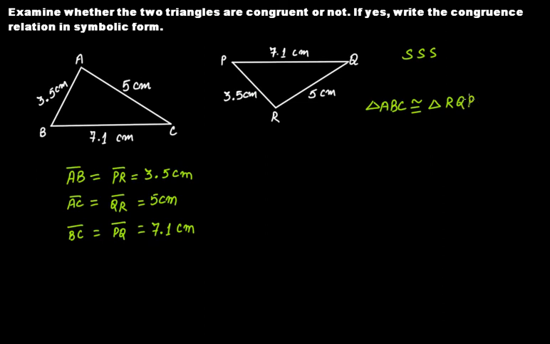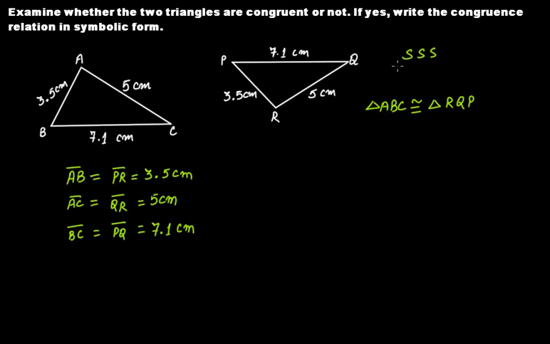RQP. We can say triangle ABC, we can say triangle ACB, we can say triangle BAC. We can say triangle QRP, RQP, PQR. It doesn't matter. Whatever the order of the vertices is in the triangle's name, it will not change the meaning of the triangle.